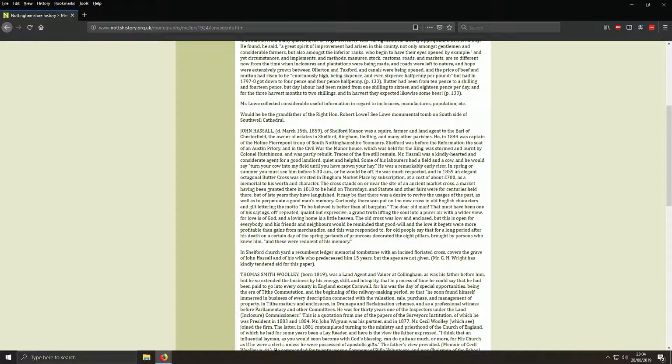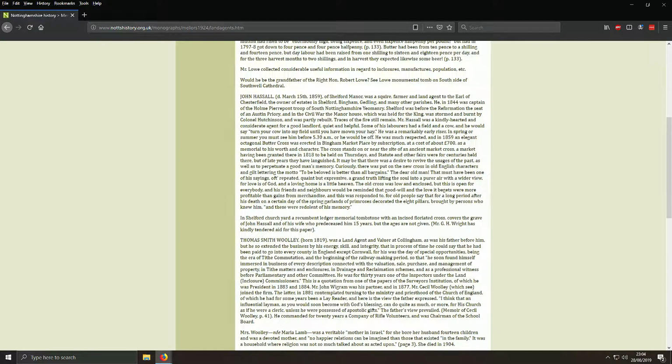The old cross was low and enclosed, but this is open for everybody, and his friends and neighbours were reminded that goodwill and the love it begets were more profitable than gains from merchandise, and this was responded to, for old people say that for a long period after his death, on a certain day of the spring, garlands of primroses decorated the eight pillars, brought by persons who knew him, and they were redolent of his memory. And in Shelford Churchyard, a recumbent ledger memorial tombstone with an incised floriated cross covers the grave of John Hassell and his wife, who predeceased him by 15 years, but the age is not given.